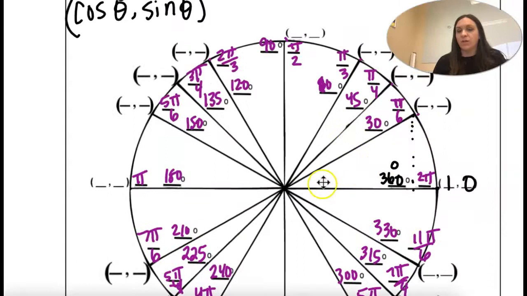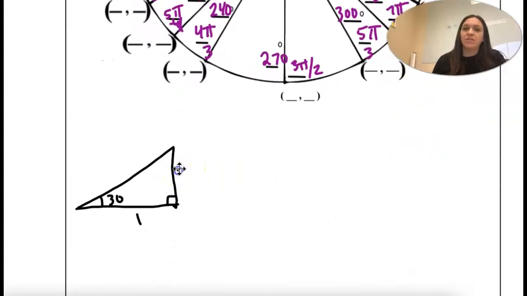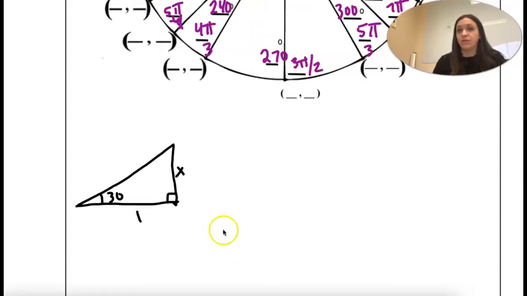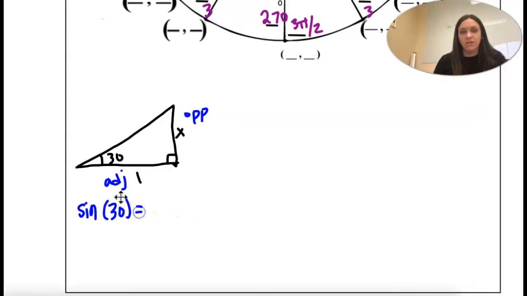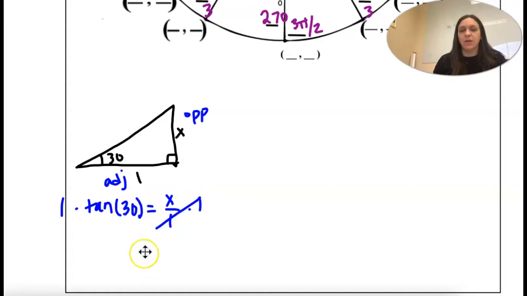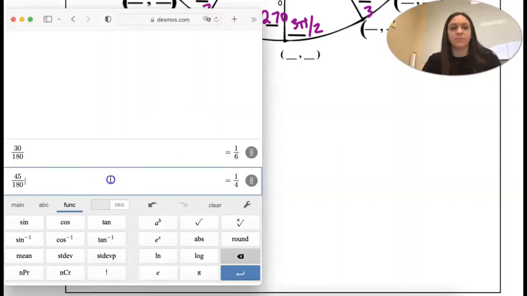It's a point. I want to know how much I'm going up and over, right? So I need to know this value, and we can use trigonometry to find that. So this is the opposite side, and this is the adjacent side, right? So opposite and adjacent, tangent. Tangent of 30 is x over 1. I don't need to do that.